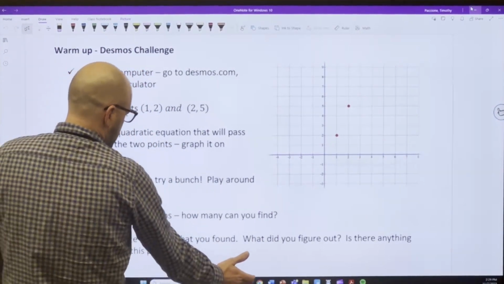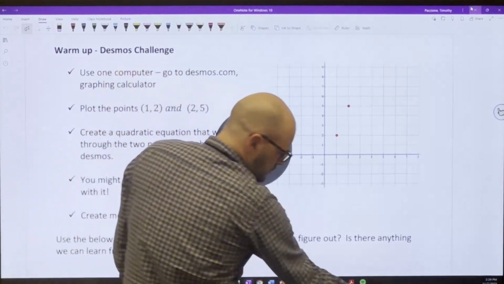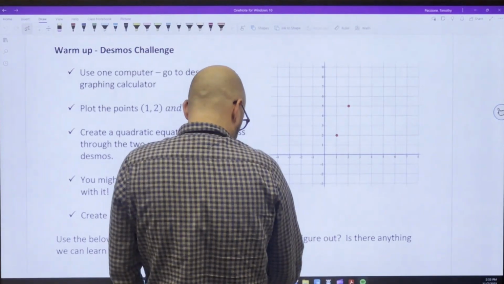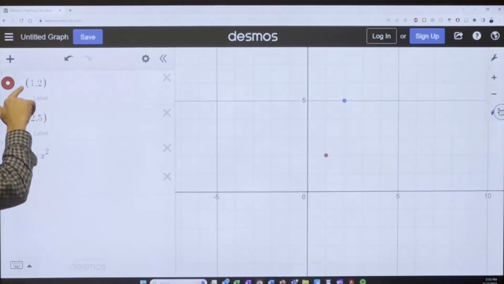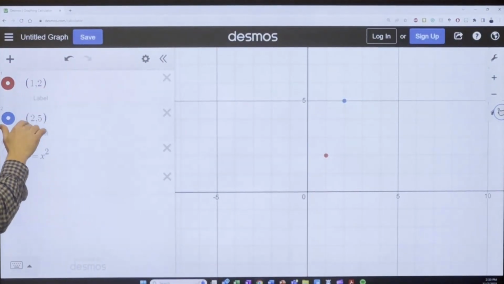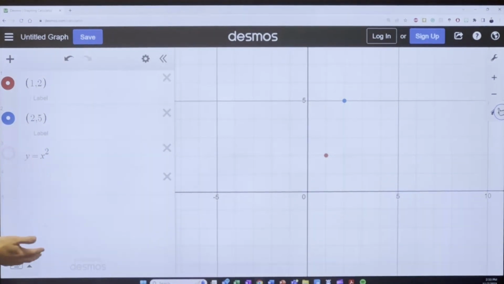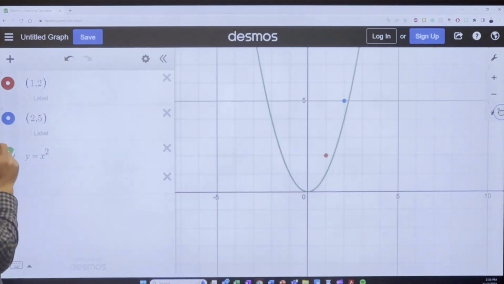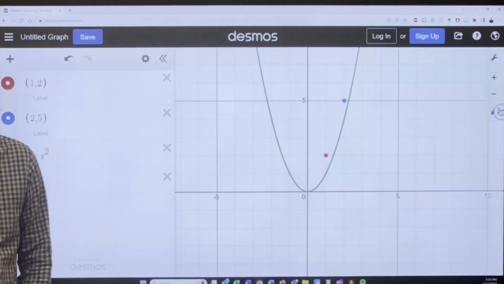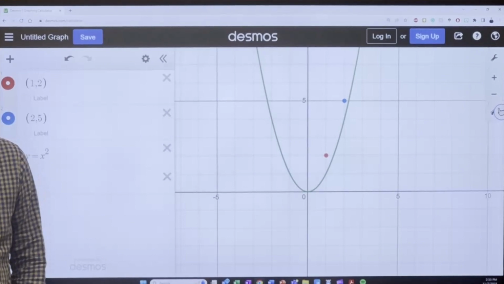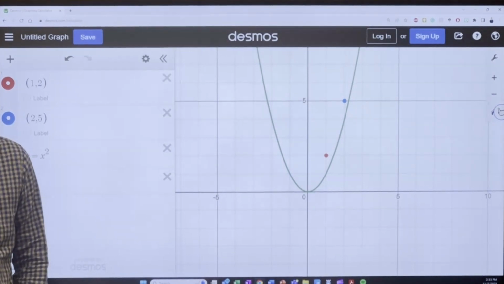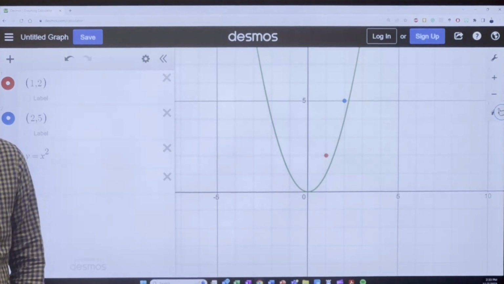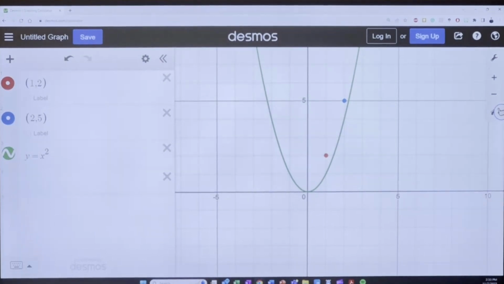So if you went to Desmos, you'd put the 2 points in, (1, 2) and (2, 5), and then you would start graphing. I would imagine you start with the parent function and go from there. How do I change a parent function? How do I make it go where I want it to go? See if you can get through those points. Question? Can we use one of them as our vertex? Sure.